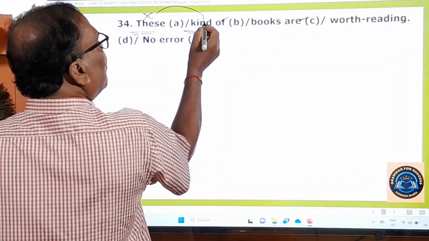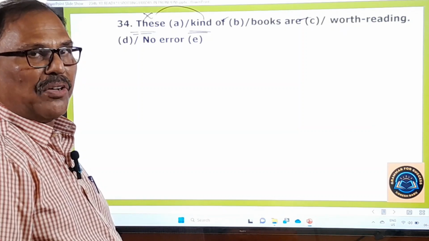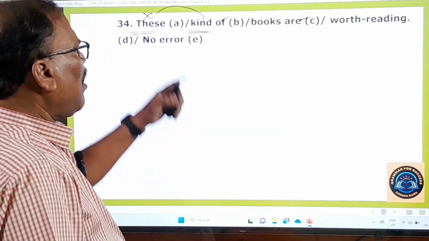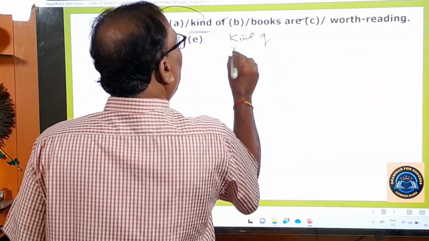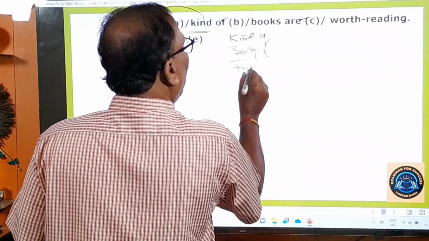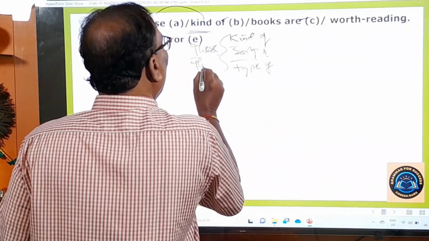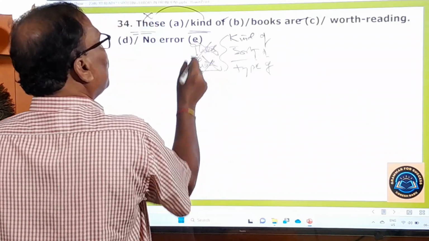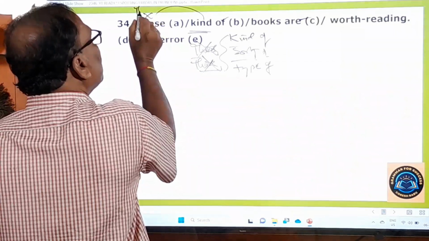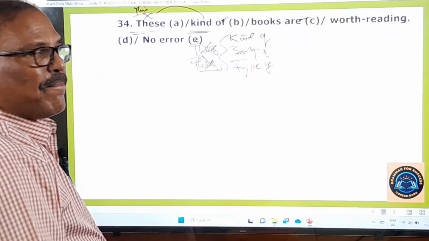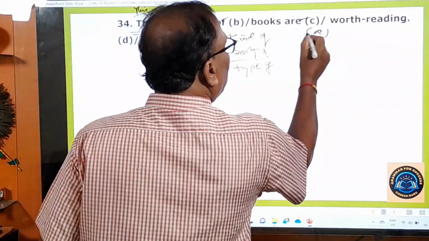Already I have mentioned this rule in my part 3 video of correction of sentences in pronouns. This was the last rule. What is that? Kind of, sort of, type of. Before them, we should not use these or those. You should not use these before kind of. What should we use? This you have to use. This kind of is okay. You cannot say these kind of. So that's why A part is a mistake.